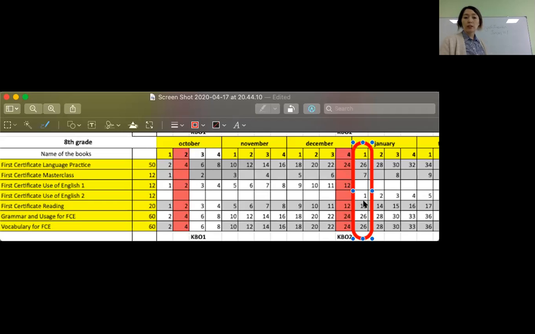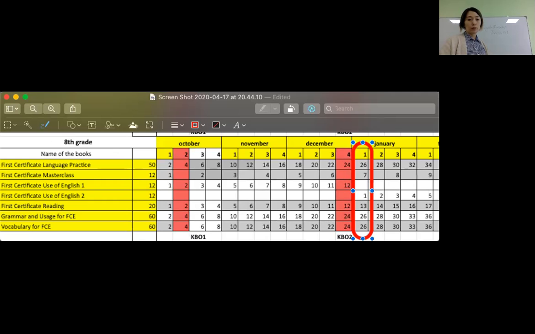First Certificate of English, Use of English. Remember, we have done Use of English 1, and then today we're going to switch to the second book of it. So we have Use of English 2 as well. And if you haven't downloaded it in PDF versions, you do have it in your Telegram channels. If you couldn't find it, let me know. I'm going to send them again later.